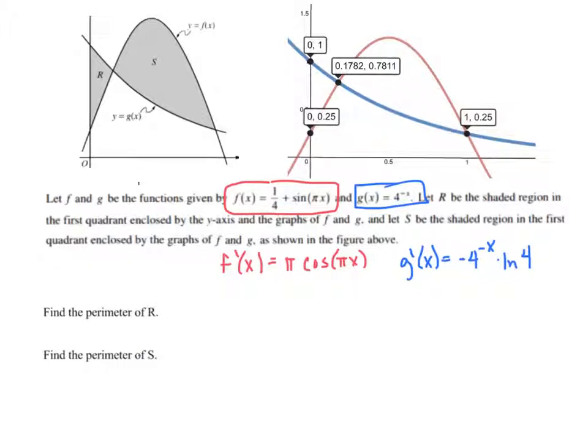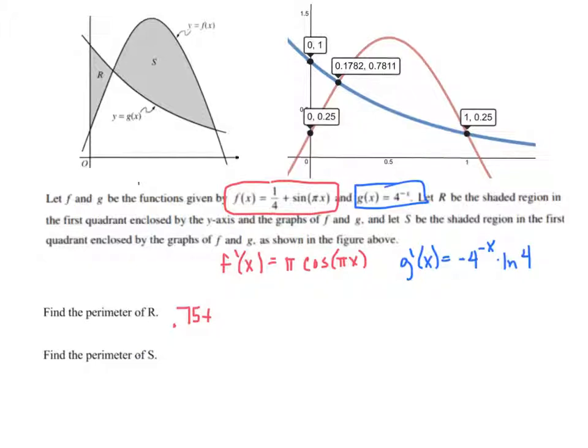So to find the perimeter of R, let me just highlight what that would be. This would be the perimeter of R. We've got 3 sides. Now the first side, I'm going to erase that so I can actually see. The first side right here is from 0.25 to 1. So the first side is just 0.75 units. We didn't need any arc length to do that.